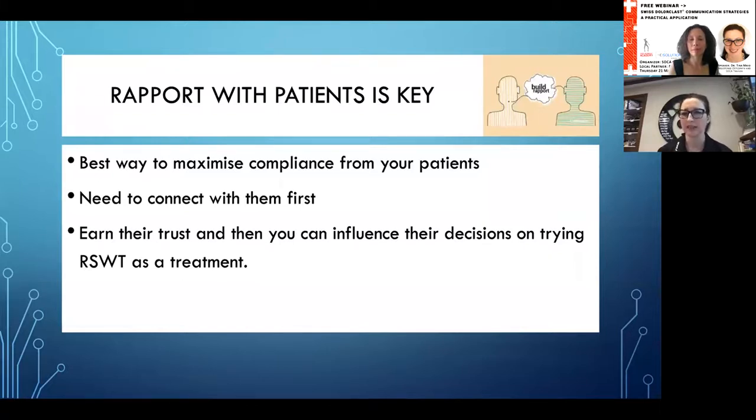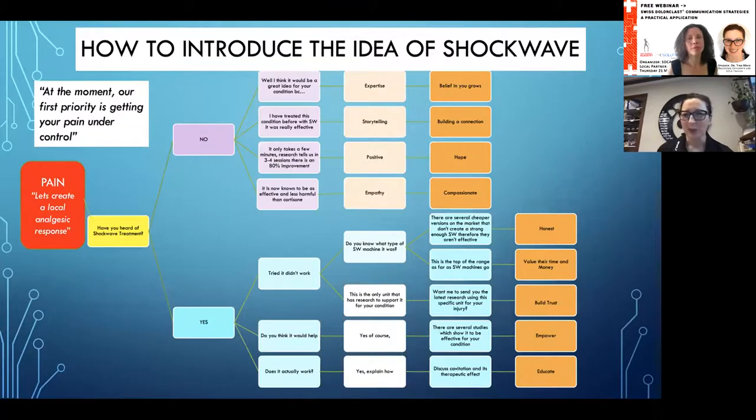I need them to understand that I think shockwave is the best treatment for them right now. And we get better patient outcomes if we've got good rapport. So I tried to lay out a bit of a plan. How do we introduce the idea of shockwave? It's always around pain.